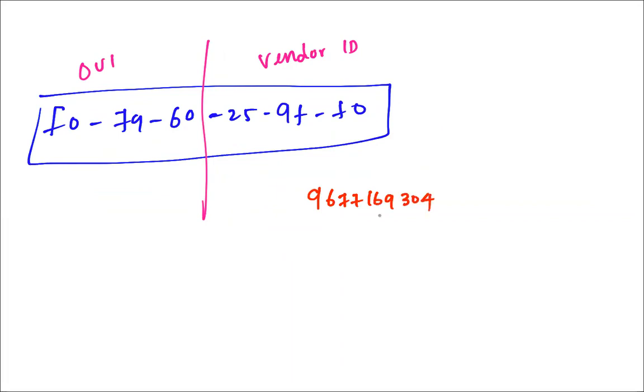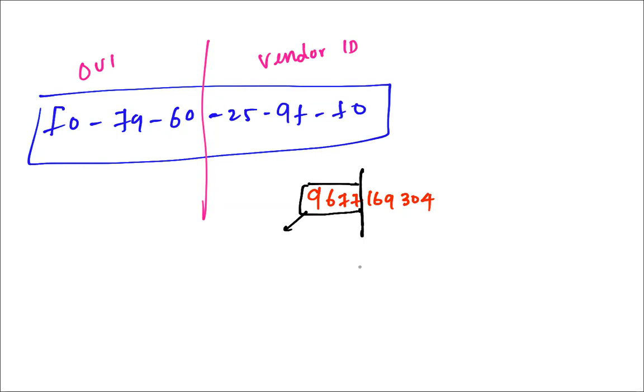9617169304, let's say. By seeing this, I still believe that most of you have had this experience before mobile number portability came into India. My mobile number starts with this, and by seeing the first 4 characters itself, we can understand which provider it is. Maybe it is Airtel or Jio, whatever brand it is, you can understand.